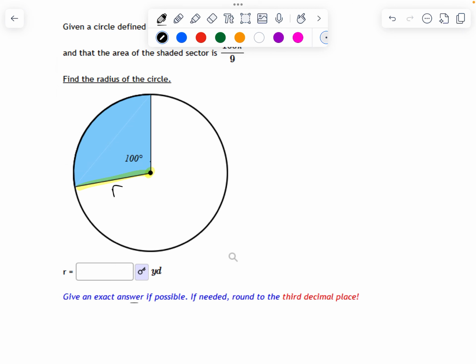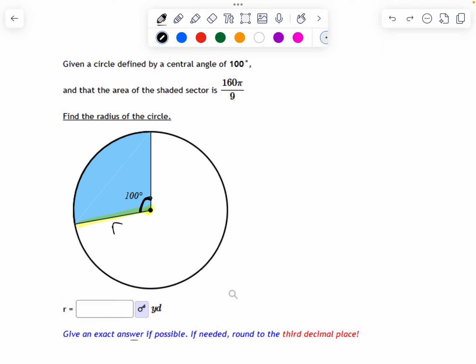Given that we know that the angle between two radii is 100 degrees and that this blue shaded portion here is the 160 pi over 9. Well, first off, let's find a way to relate all of these together. All right, so first I'm looking at the area of the shaded sector. Now, the area of a circle is going to be pi r squared. All right, that is the formula for the area of a circle.